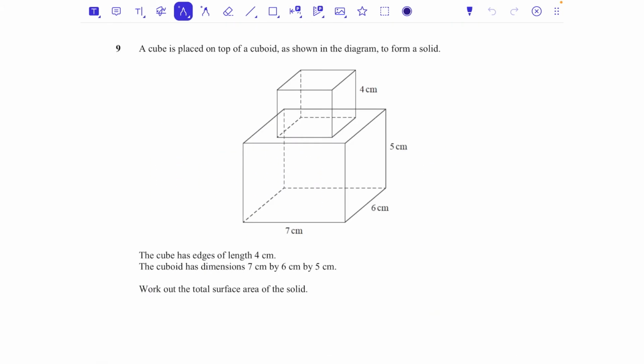Question number 9. A cube is placed on top of a cuboid as shown in the diagram to form a solid. The cube has edges of length 4. The cuboid has dimensions 7 by 6 by 5. Work out the total surface area of the solid.